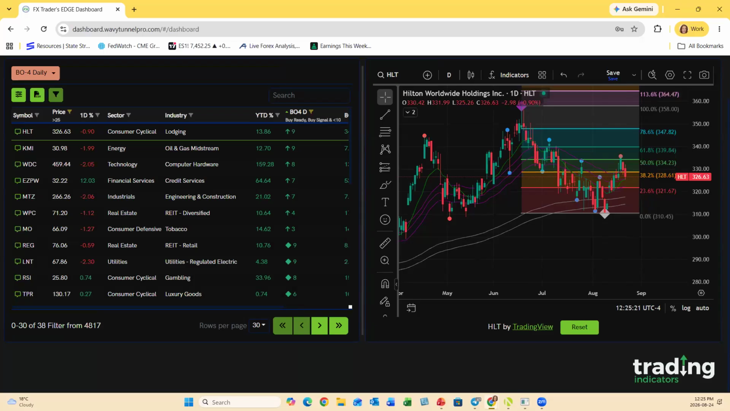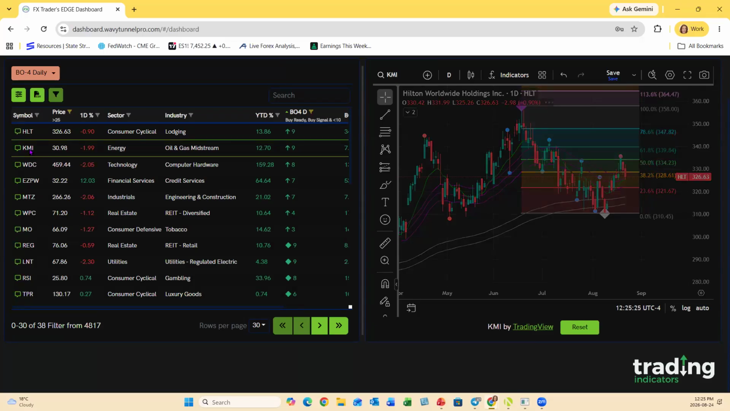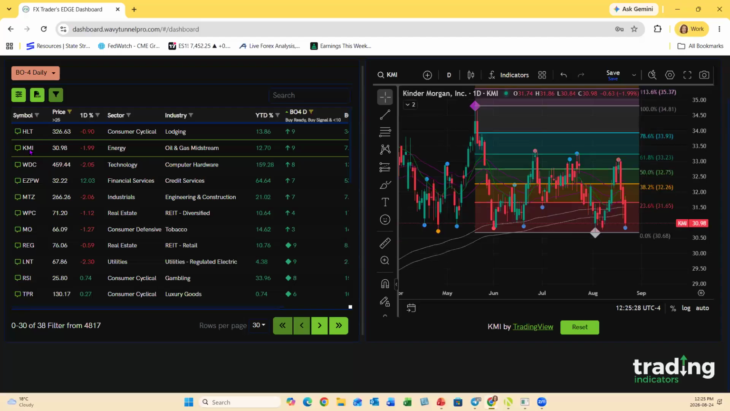Let's just quickly go down some of these. KMI. And if you have any questions, please type it in the box. KMI. So this also has a 9. Look what happened here. It went all the way up to 61.8 and then came back down again. This is very interesting. That 61.8 level, it went up there 3 times. Look at this. Very important level. Like you could see that from this chart.